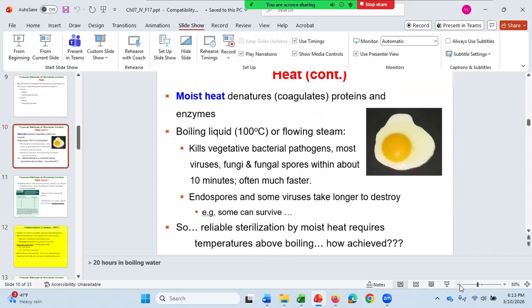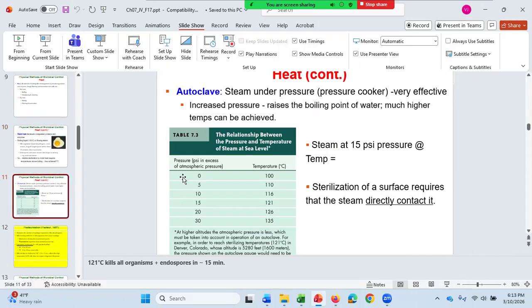So, how do we get reliable sterilization? We use an autoclave, a giant pressure cooker that you put your media or things you want autoclaved in. Turn on the autoclave. It puts pressure down on the liquid water, causing the water to flow out.